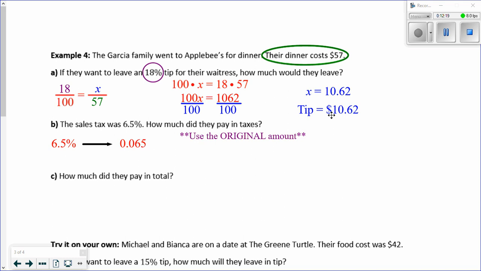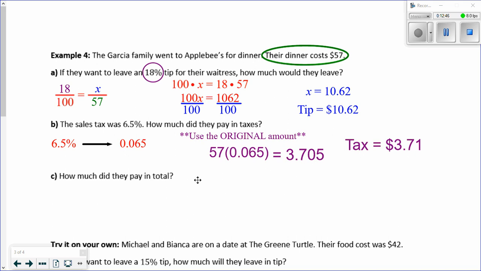And I'm going to multiply that by the original cost, the $57. So 57 times 0.065 will give me $3.705. So again, this is one where I'd have to round because there's too many decimal points. So that 5 right there tells me I should round the 0 up. So the tax actually comes out to be 3.71.